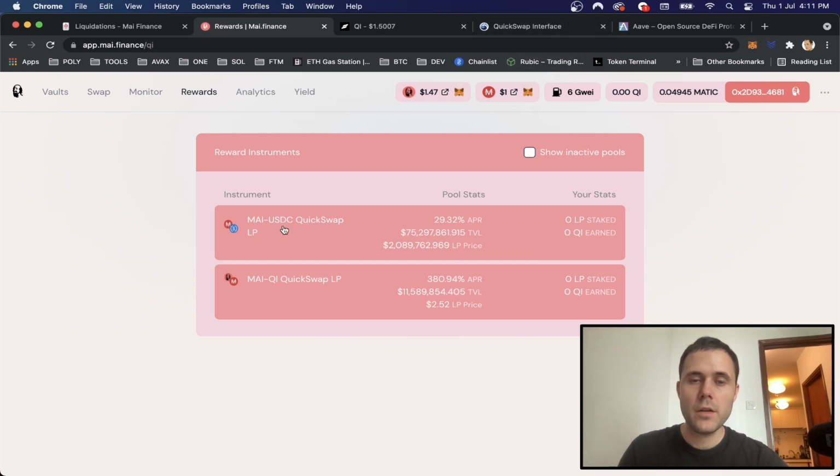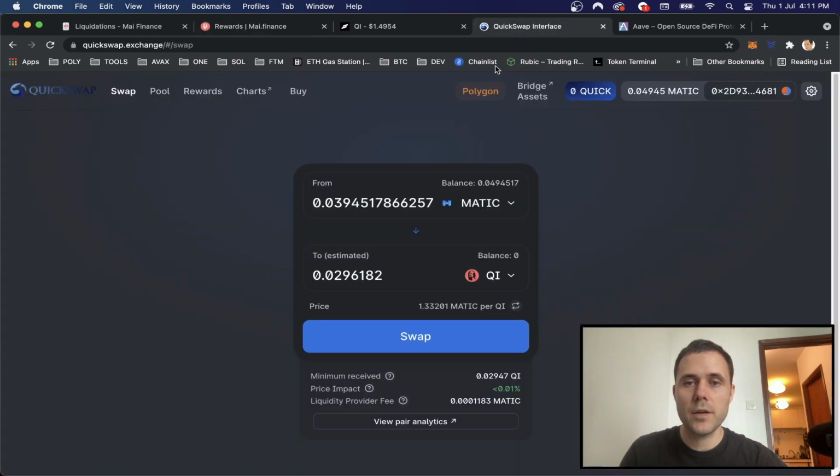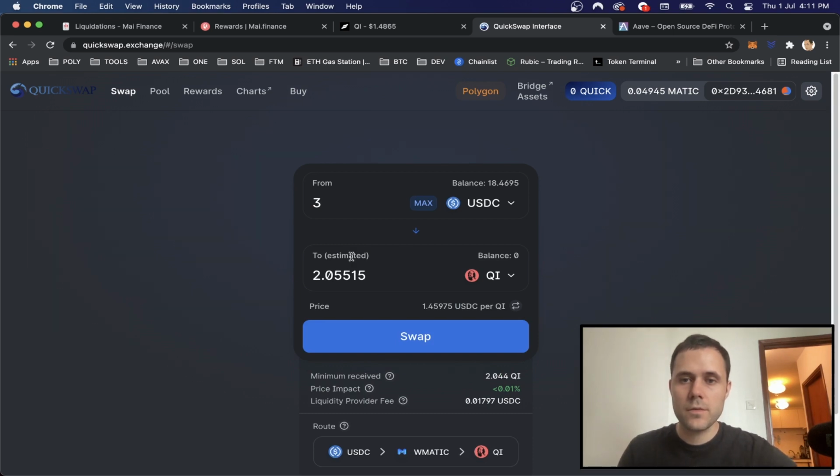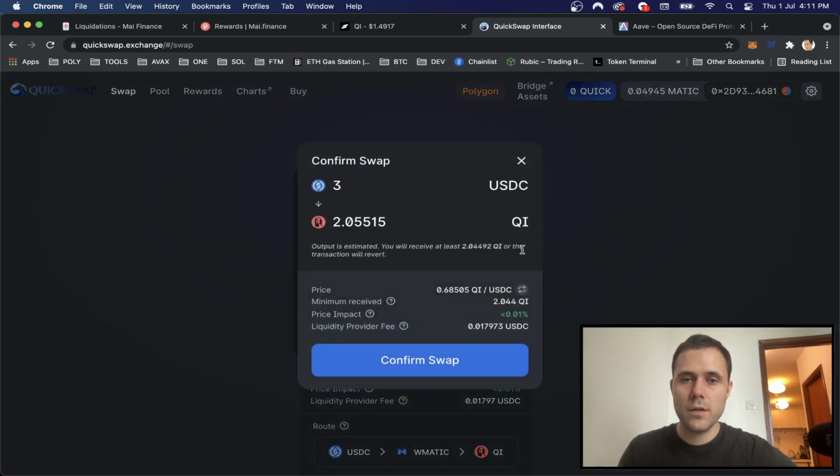Okay, so first of all, we need equal amounts of these two tokens to get into this liquidity pool. So I've already minted some Mai, so let's go for some Chi. We can mint the Mai on the platform, or we can just buy it, or we can earn the Chi, or we can just buy from the market. So I have some USDC and I'm going to trade $3 worth for Chi. We'll click swap and we're going to receive 2 Chi.